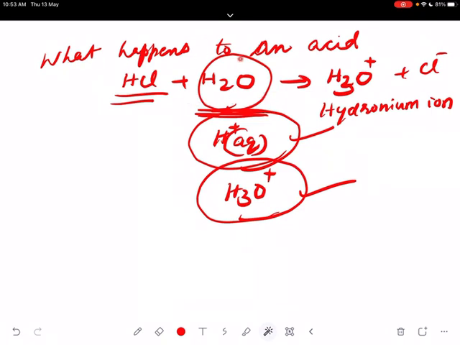So what happens to an acid in a water solution? Let's see with an experiment.